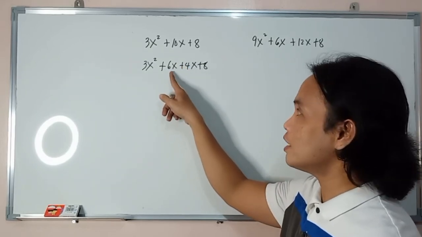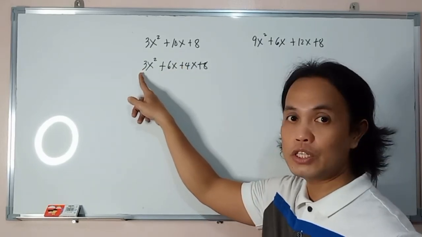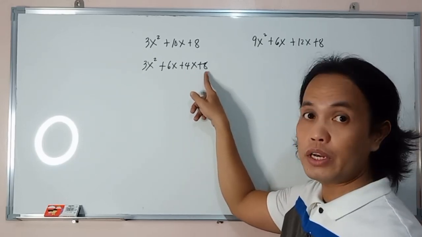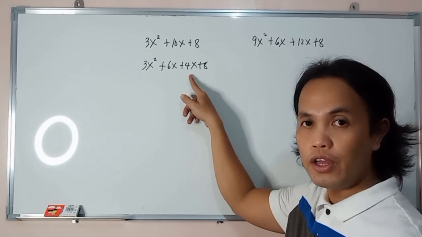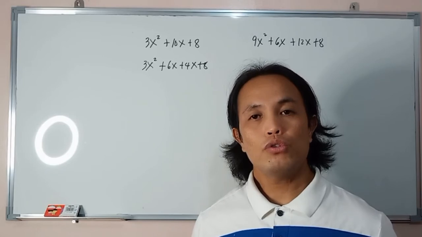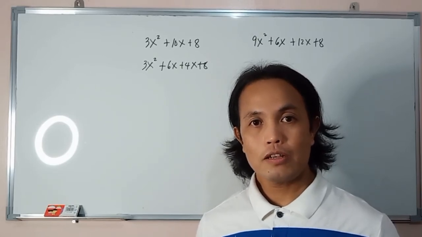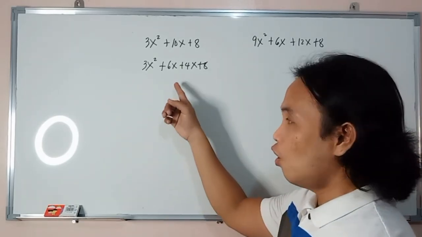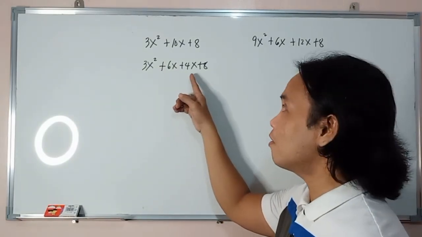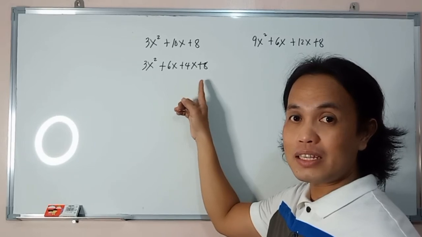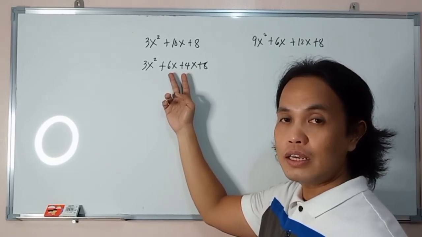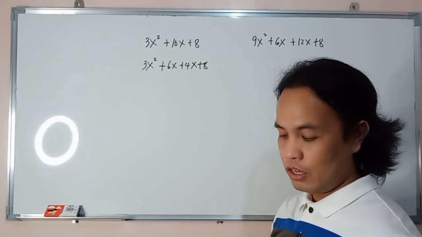Now, why do we use 6x? Because we have a common factor here, which is 3. And why do we use here 4? Because we have a common factor here between 8 and 4, which is 4. How about, can we use 9x plus x? No, because though we have a common factor between 9 and 3, which is 3, we don't have a common factor between x and 8. We use these two monomials, 6x plus 4x.